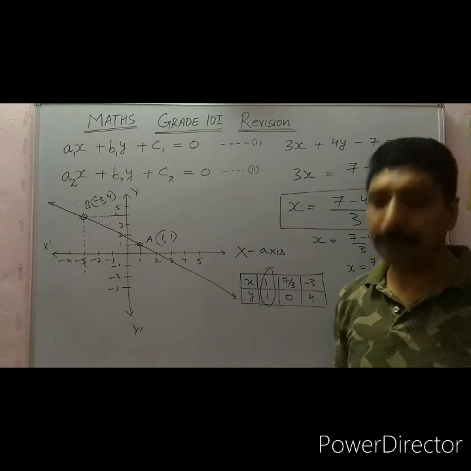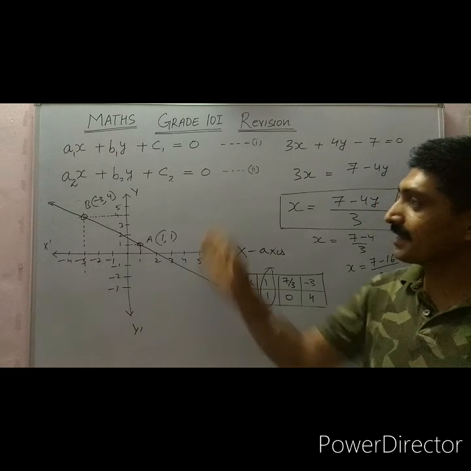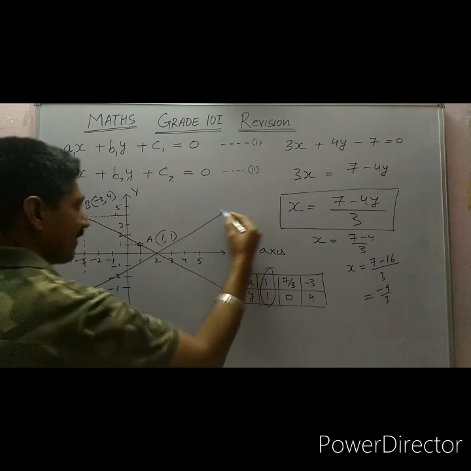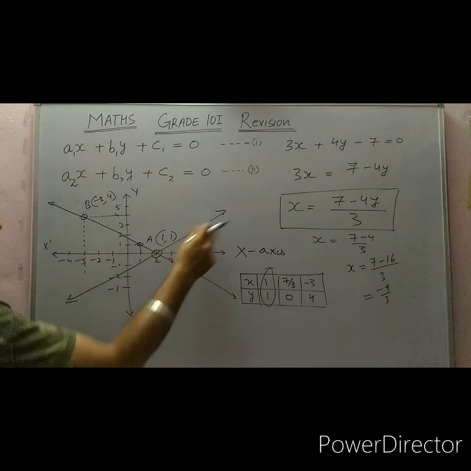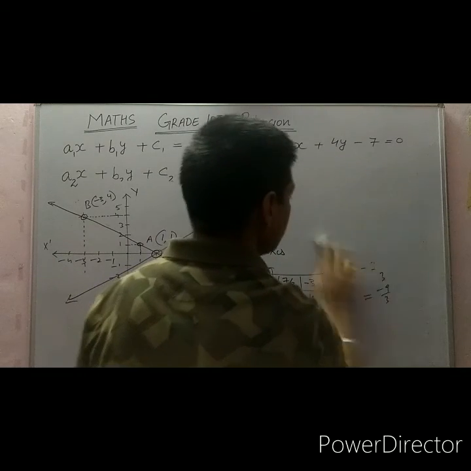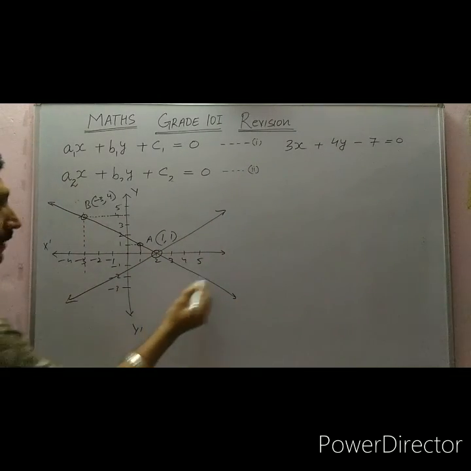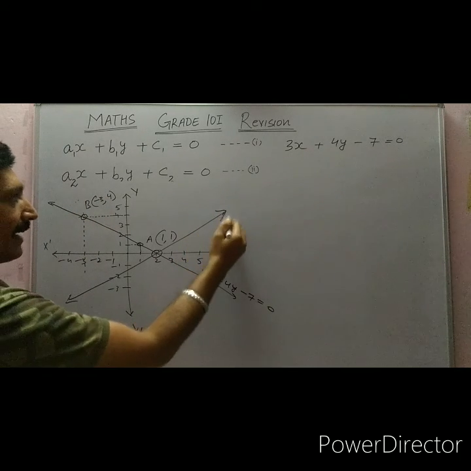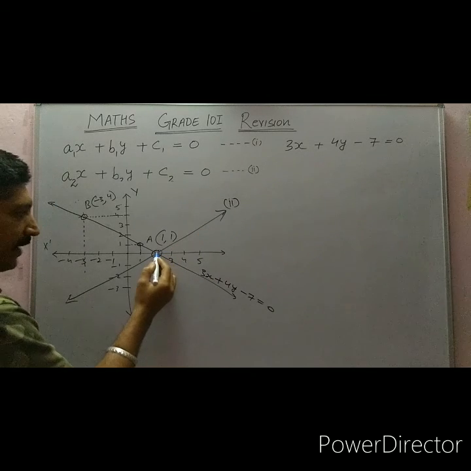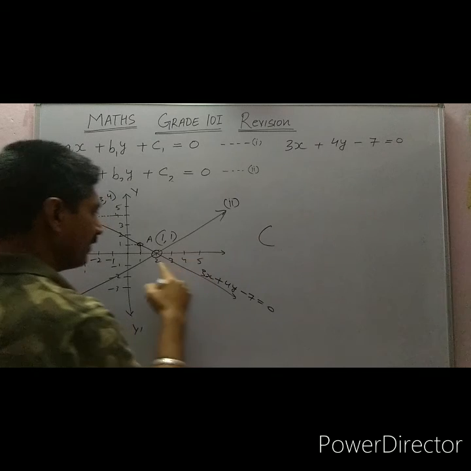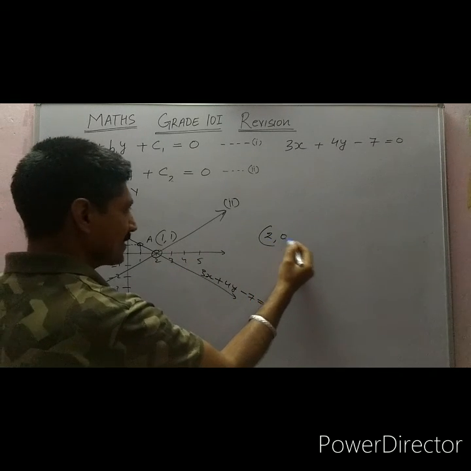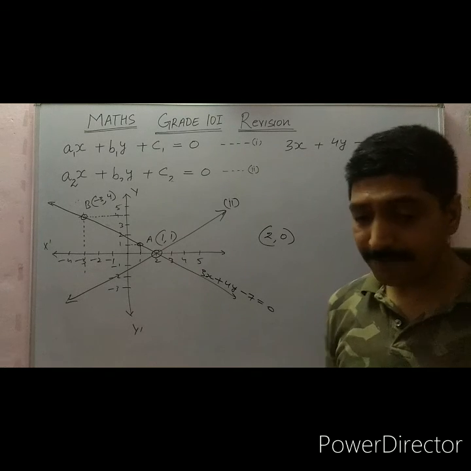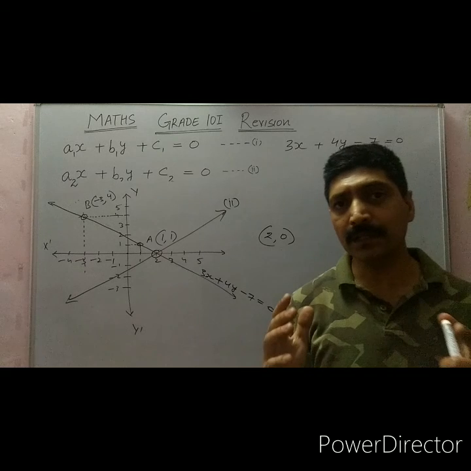Now we have here a pair of simultaneous equations, so we can similarly draw the other equation, and where these two lines intersect each other, that is always the solution. Suppose this line is 3x plus 4y minus 7 is equal to 0, and this is the other line, the second equation. Now this point is the solution here: x is 2 and y is 0. So this is the solution for these simultaneous equations.